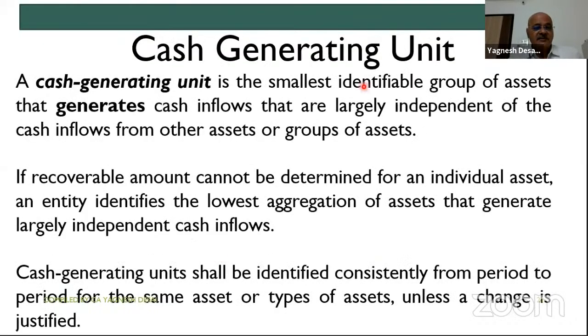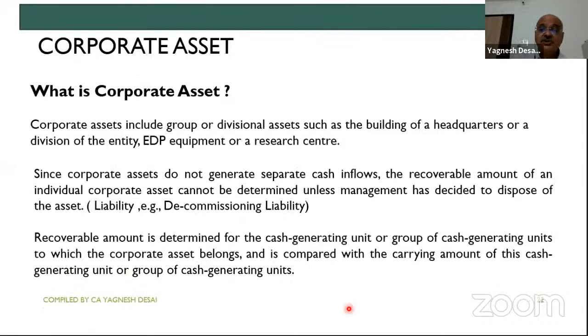If the recoverable amount cannot be determined for individual assets, then you apply it for the CGU, consistently from period to period unless there's a change. That's fine. What is a corporate asset? I said a corporate asset is one that does not contribute to the cash generating activity of an entity directly, but contributes indirectly.